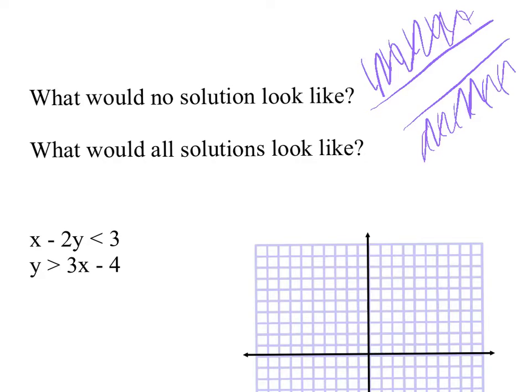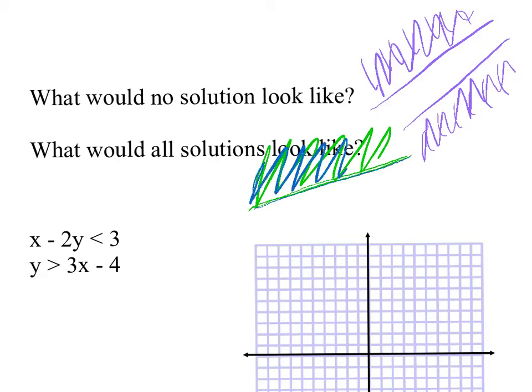All solutions, however, so what would all solutions look like? Remember, all solutions for lines is when they completely overlap everywhere, and the same thing happens for inequalities. You're going to have the lines directly on top of each other, and then they're both going to be shaded in that exact same spot. So let me shade, let's do also blue. So there's one, and then we do another one, and they're shaded in the exact same spot. This would be all solutions.